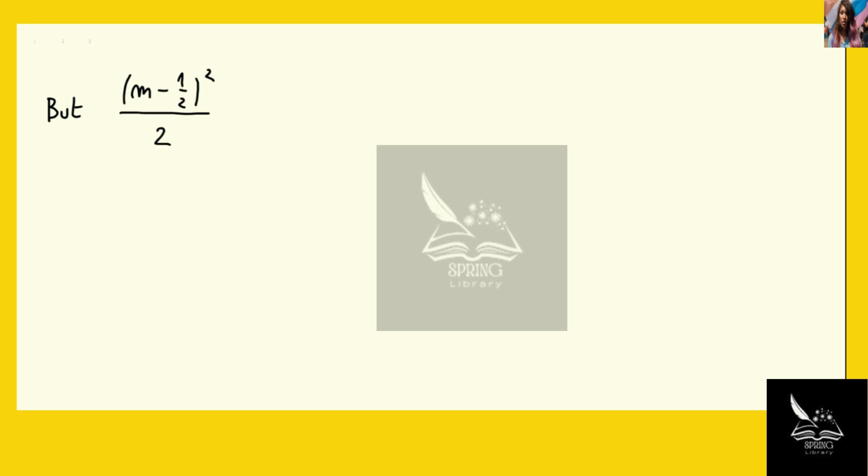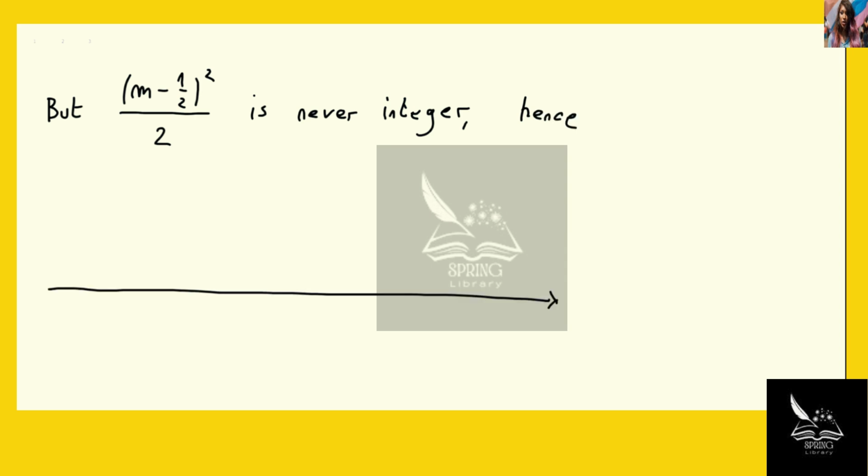But we observe that m minus 1/2 squared over 2 is not an integer, because if we take m to be an integer, then m minus 1/2 is half an integer, and when you square and divide, you still get a non-integer. So the situation is, let's write our line of real numbers.